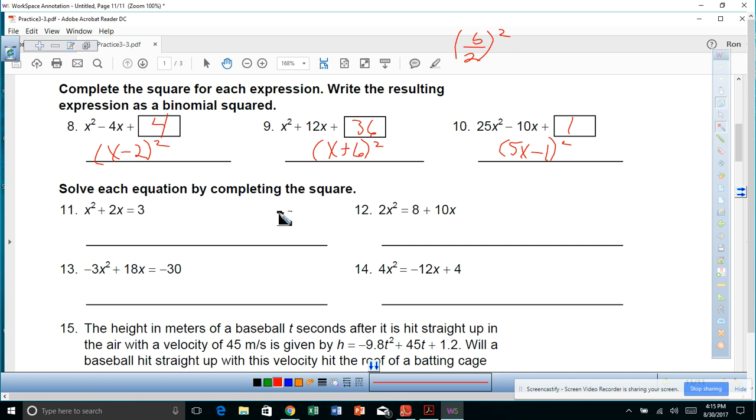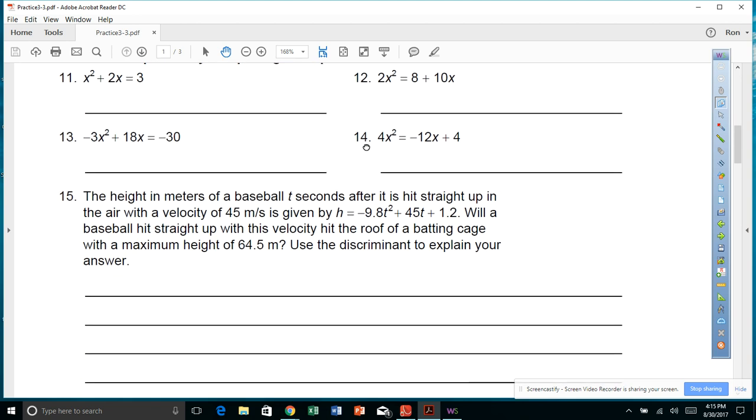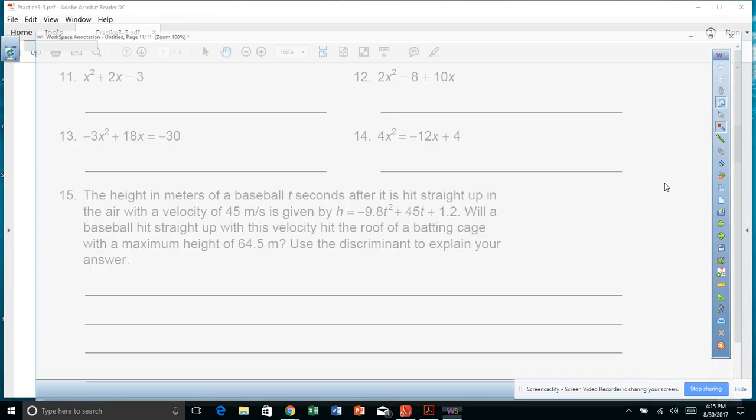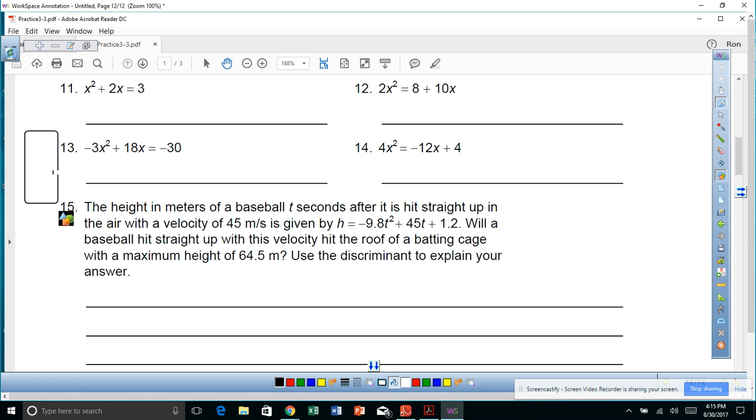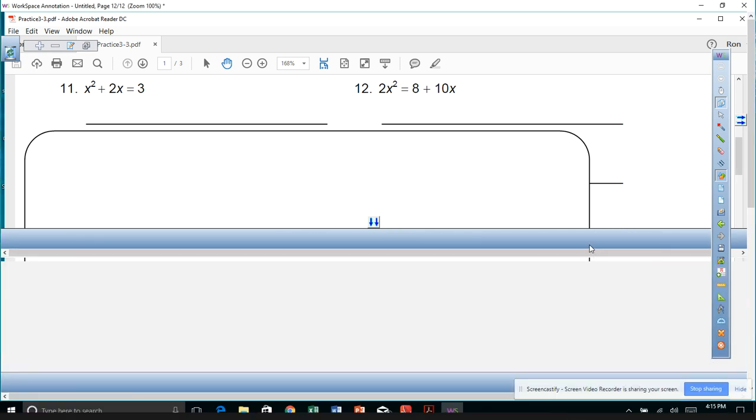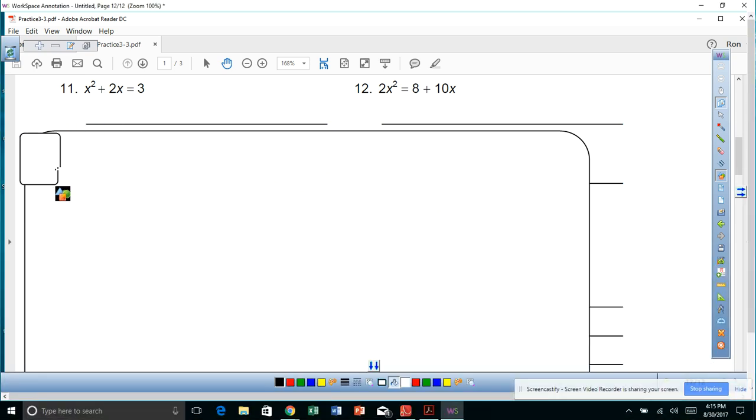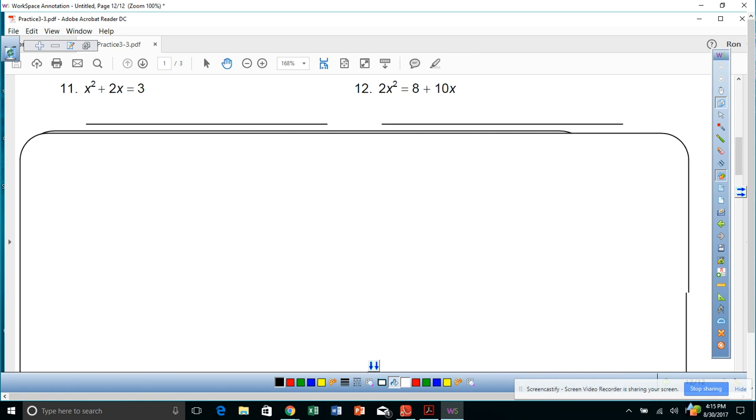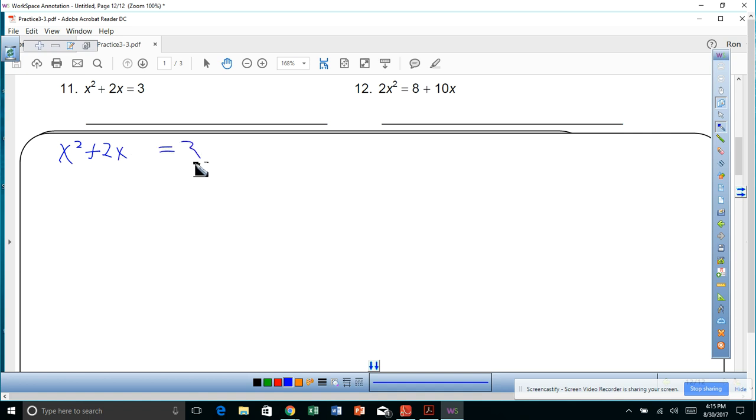All right. Solve each equation by completing the square. Number 11. Let's scoot this up and get us a little writing room here. Haven't done that in a long time. There we go. Okay. So what do we got? We have x squared plus 2x equals 3.